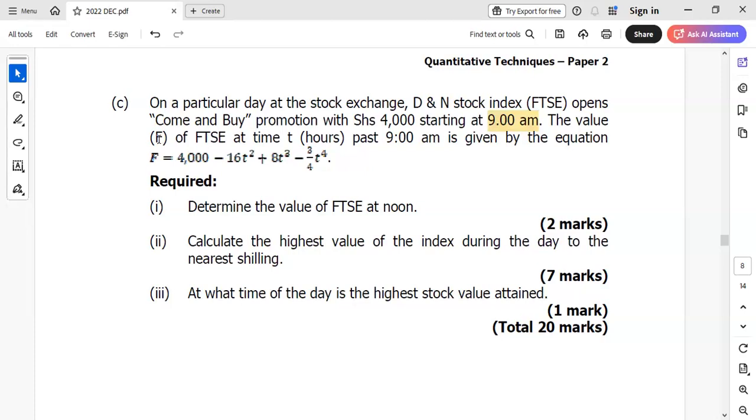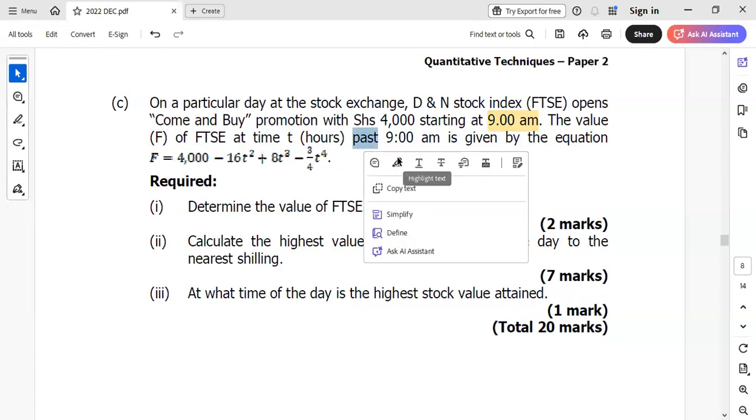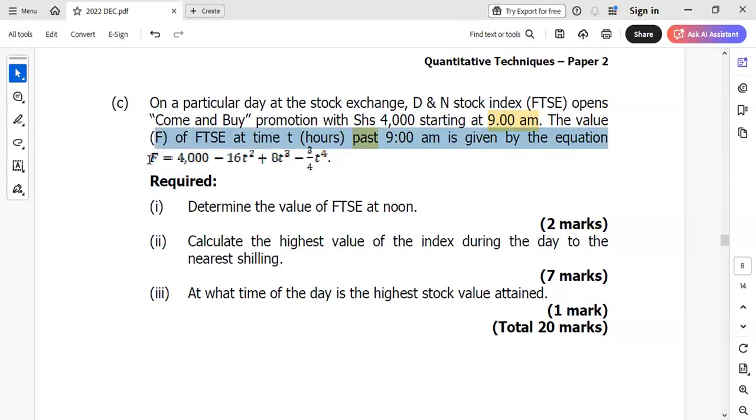The value, that is F, at time T past 9 a.m. is given by the equation F is equal to this. You are given the function F is equal to 4,000 minus 16t squared plus 8t to the power 3 minus 3 out of 4 t to the power 4. Determine the value of FTSE at noon.